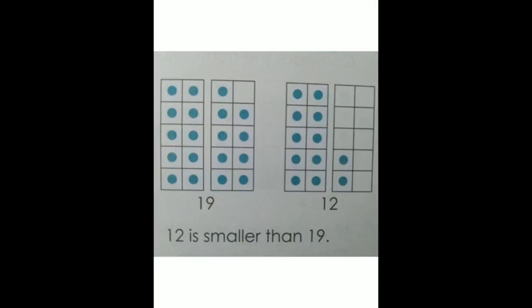Look at the next example. Here grid boxes are given. In the first two grids, totally 19 dots are there. In the second two grids, totally 12 dots are there. From 19 and 12, which is smaller? Yes, 12 is smaller than 19. Which is greater? 19 is greater than 12. Hope you all understood how to compare the given numbers.